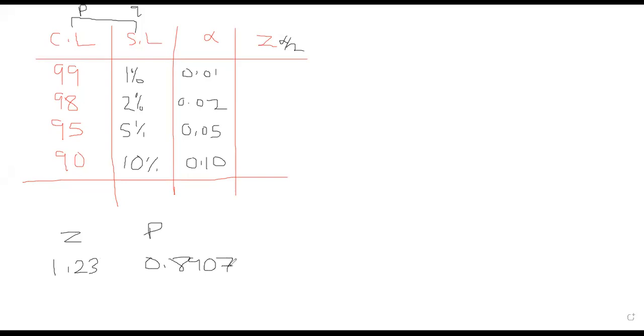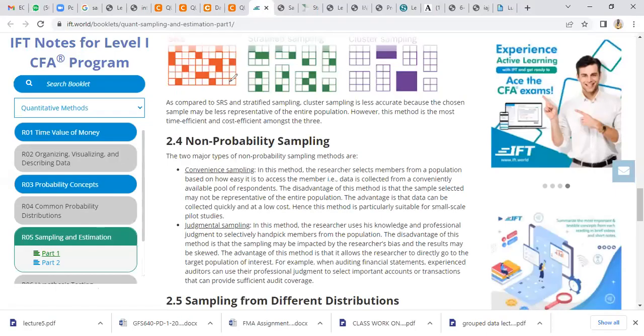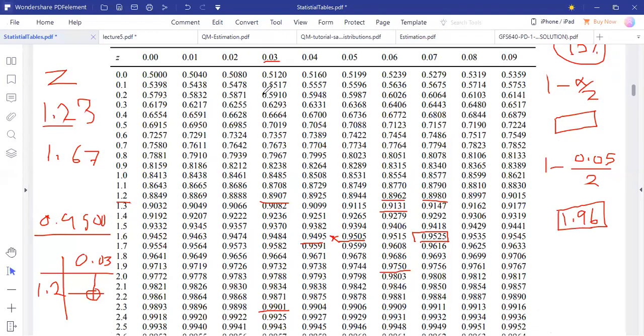Can you help me? Who can help us find the probability of 1.96? What do we do? Probability of 1.96, what do we do? So we go to our Z table. 1.96, how do we get it?